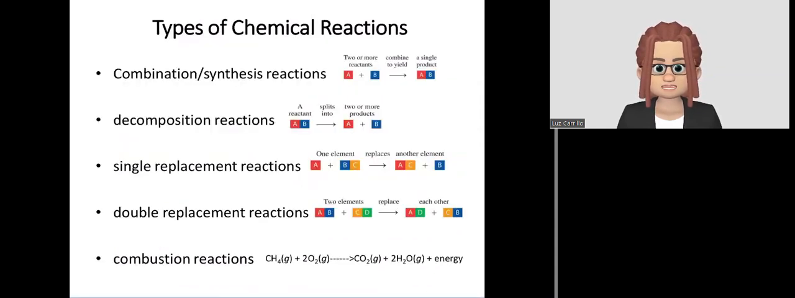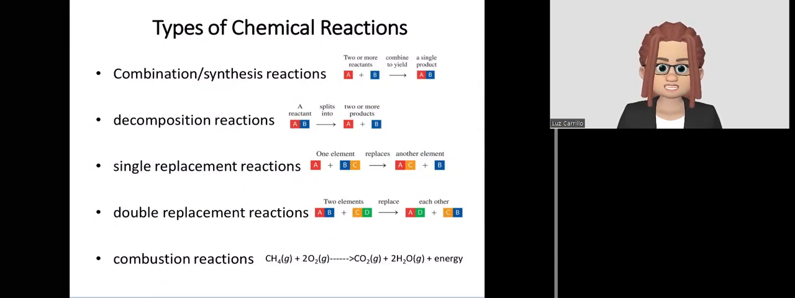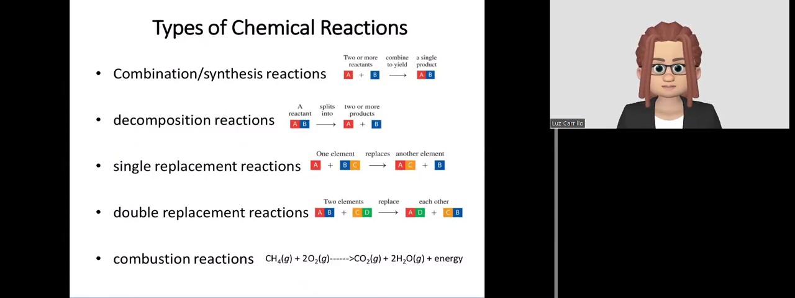So for the purposes of this course, you need to be familiar with 5 different types of reactions. They include combination or synthesis. In a combination or synthesis reaction, you will have 2 or more reactants that, when they combine, yield a single product. We can also have decomposition reactions. In a decomposition reaction, we have 1 reactant that splits into 2 or more products.